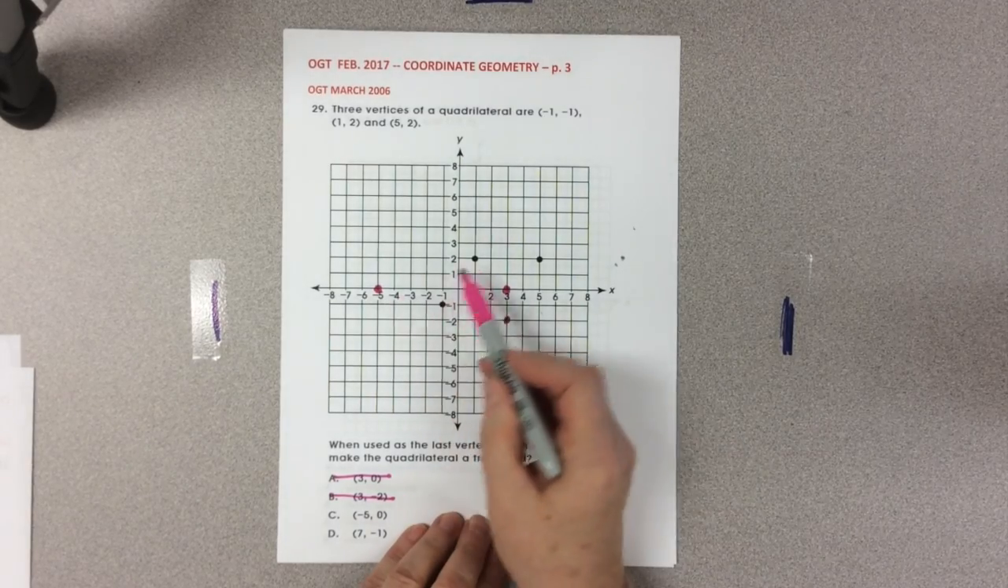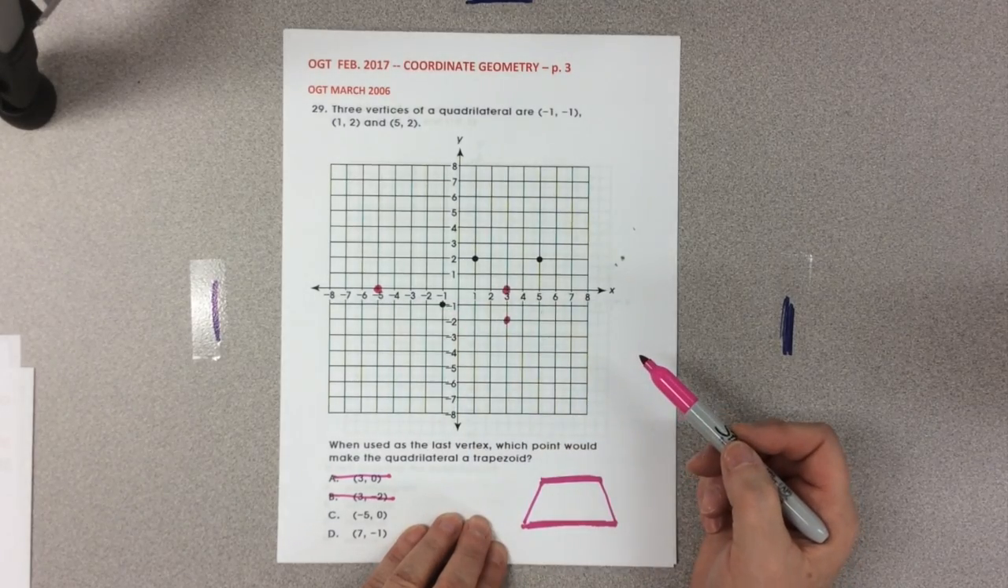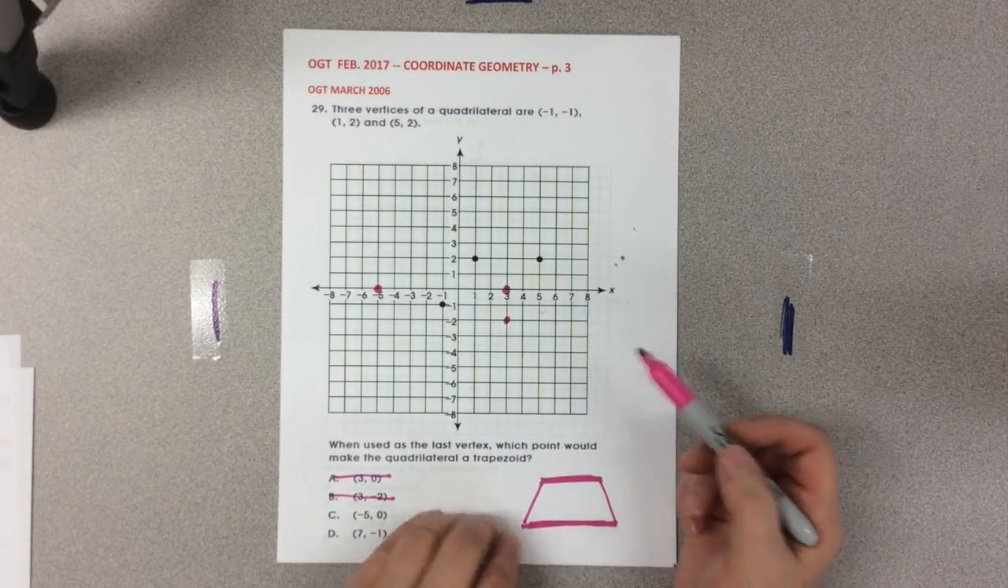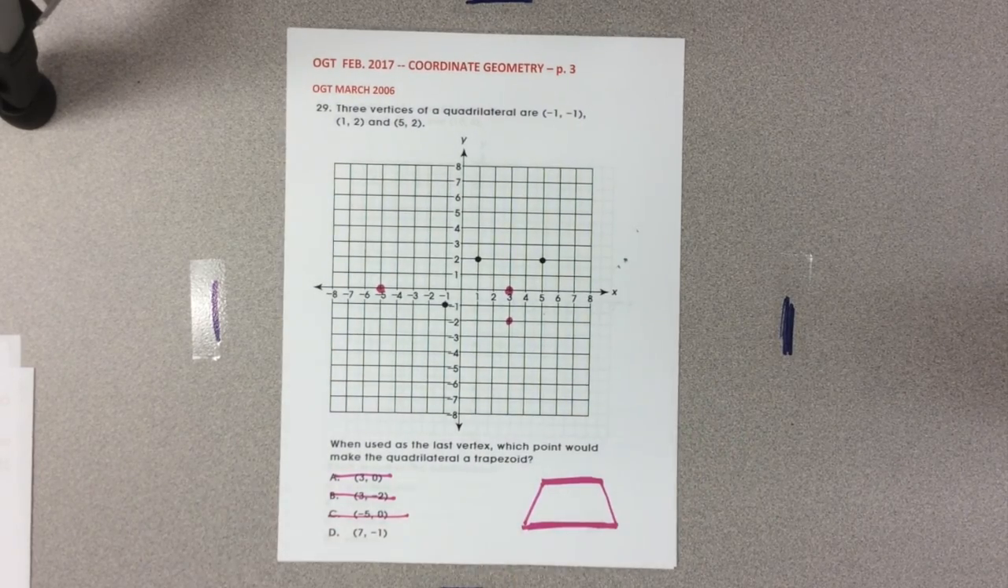If I try to connect these three given points that are in black and this, I don't think that I get anything that's going to resemble a trapezoid. I do believe the correct answer is 7, negative 1. Let's take a look at that one.